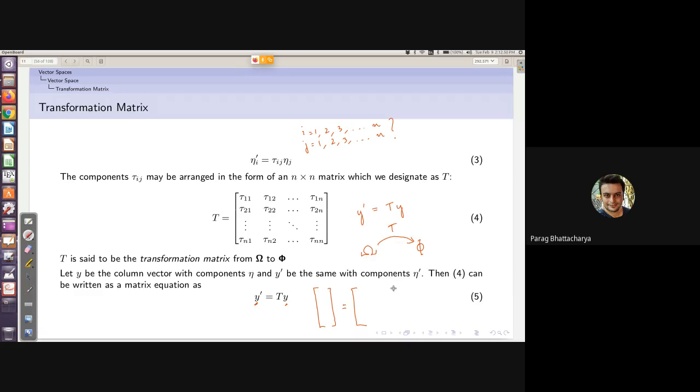And T is an n cross n matrix. Column matrix means this is n cross 1, right? N rows and 1 column. This is n cross n. And what is y? Y is also n cross 1. You can see the rule of multiplication: the number of columns in the first matrix and the number of rows in the second matrix must be the same, which it is. And what is left behind is n cross 1. So you will get y prime. Is that clear?